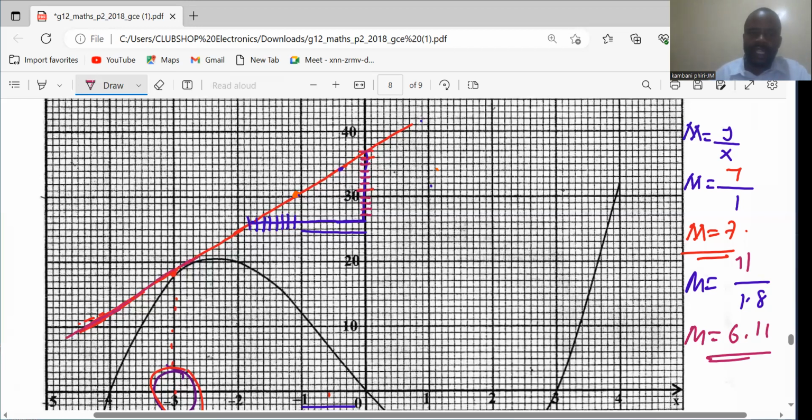The point is, use your ruler to draw that line. Then pick any point. All right? Pick any point. Create a triangle. You can even pick this one. You create a triangle. Then find that. And that's it. You're good to go.